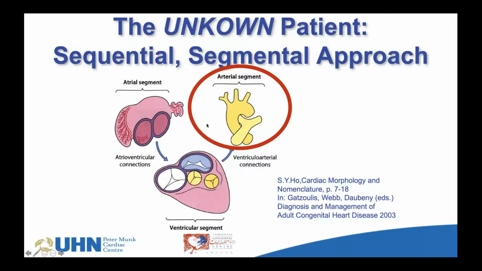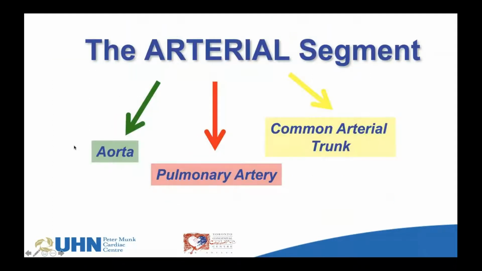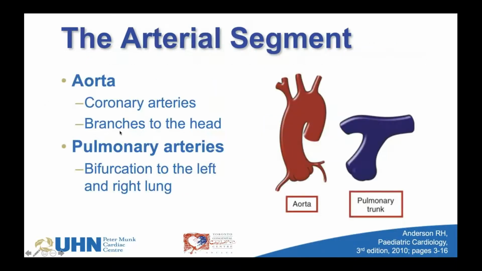And the last segment is the arterial segment. So the arterial segments includes an aorta or a pulmonary artery or a common arterial trunk. So what's the definition of an aorta? An aorta gives rise to the coronary arteries and to the branches to the head, like here. The pulmonary artery has a very, very short trunk, and then this trunk bifurcates into the right and left pulmonary artery.